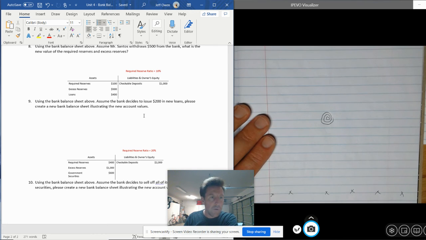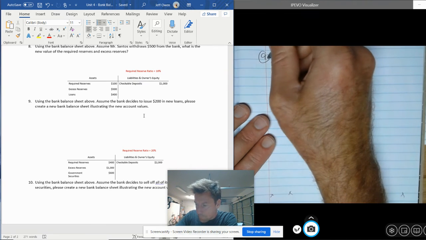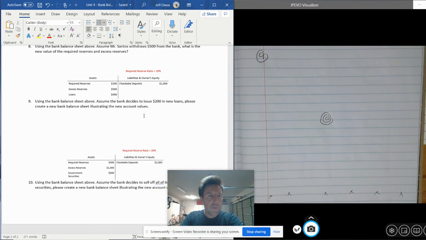All right, so number 9. Using the bank balance sheet above, assume the bank decides to issue $100 in new loans. Please create a new bank balance sheet illustrating the new account values. Cool. This one, we're not going to have to do much math. Why? Because they're just moving one asset to another.